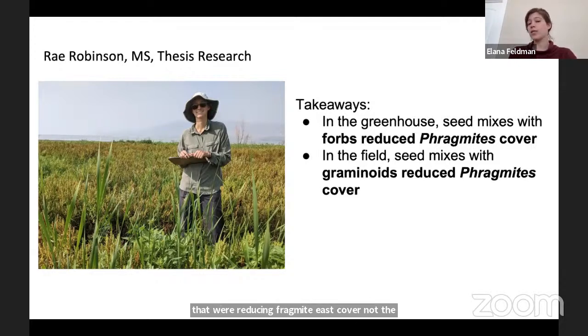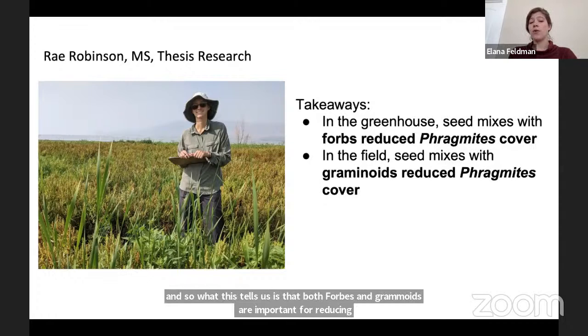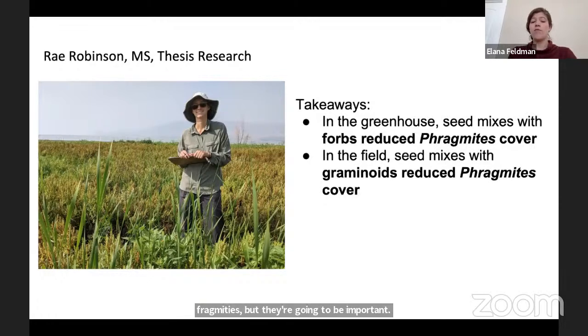And so what this tells us is that both forbs and graminoids are important for reducing Phragmites, but they're going to be important under different conditions. So if you have an area that's very wet and has a lot of light, the forbs are going to help you out. Whereas if you have an area such as Utah, where it's often dry at certain points in the wetlands, graminoids might do a better job than the forbs in those situations.